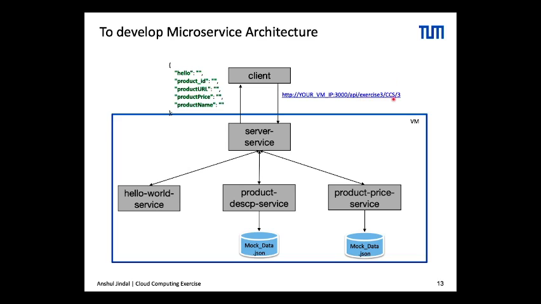One is the name, which is the CCS, or you can specify anything over there, and the 3 is the product ID. Based on this product ID, we get the product description from this mock data, and from here the product price, and then combine them together over here and send this as a response back to the user. So like the product ID, URL, price, and the name.